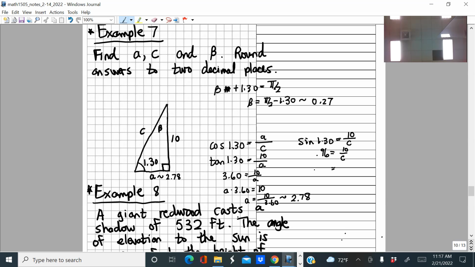So now you can cross multiply again. So you have 0.96 times C is equal to 10. And then just divide both sides by 0.96. So it comes out a little bit bigger than 10, because you're dividing 10 by a number a little bit less than 1. So you get a number a little bit bigger. Great. So there's our solved triangle.